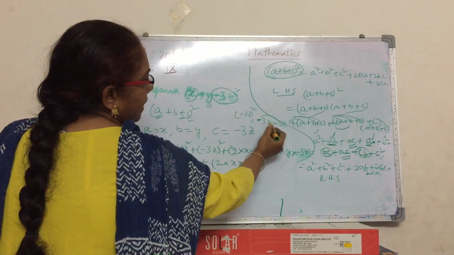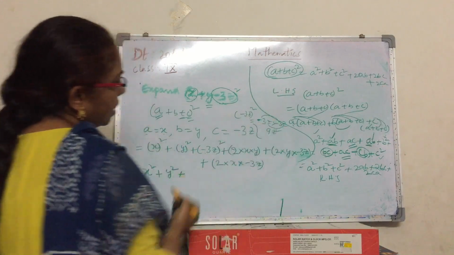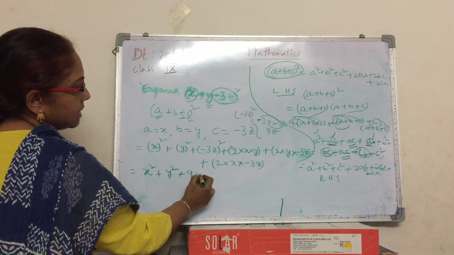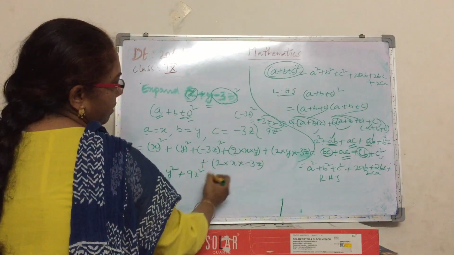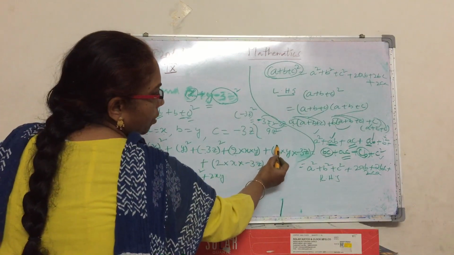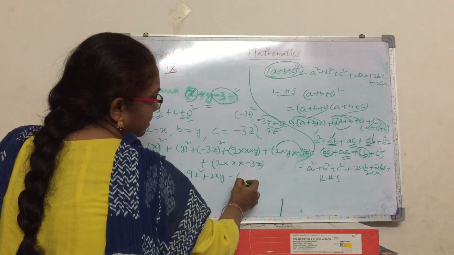So number to number, minus 3, how much you get? 9. Z into z, z square. So minus 3z whole square is nothing but 9z square. Okay. Now here 2xy means you will get 2xy. Here the numbers are 2 into minus 3. It is minus 6. Here minus plus you will get minus 6.